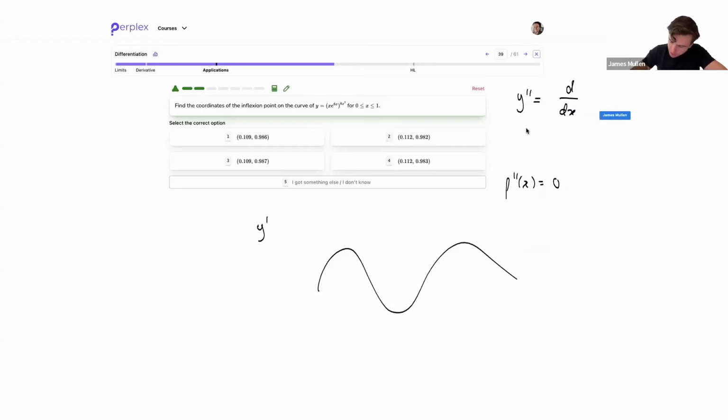Okay, it's the derivative of the first derivative. And so when y double prime is 0 is when the first derivative has stationary points. So what I can do on my calculator is graph the first derivative and look for the maxima or minima of the first derivative. So let me show you how I would do that on my calculator.